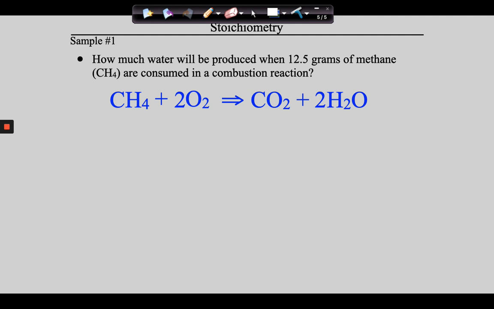Remember, the first thing we need is a goal. So what is our goal? First 3 words. How much water? So guys, our goal is grams of water. All the way on the right-hand side. But guys, how much water is going to be produced doing what? Burning how much methane? 12.5 grams. So guys, this is our starting point. It's the only number we've got. It's 12.5 grams.